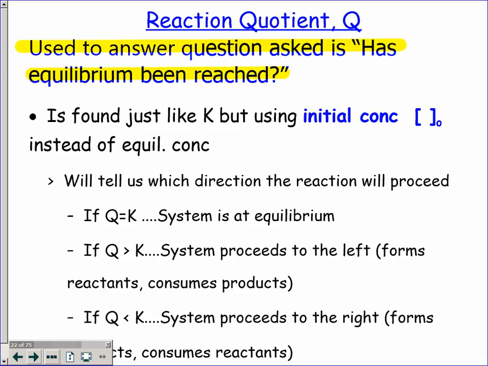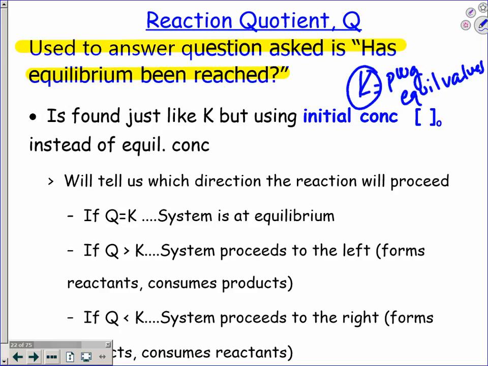So when we find an equilibrium constant, we've only done this a couple times now, the only thing we plug into the equilibrium constant are equilibrium values: equilibrium concentrations, equilibrium partial pressures. But for the Q constant, or the reaction quotient as it's called, you don't plug in equilibrium values, you plug in initial values.